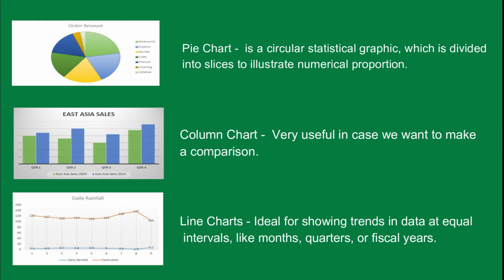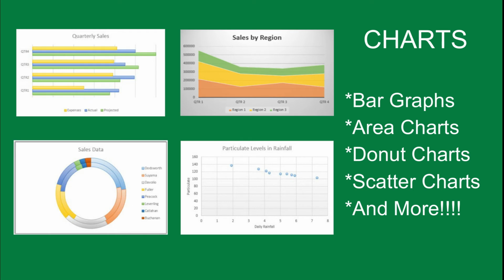The pie chart is a circular statistical graphic which is divided into slices to illustrate a numerical proportion. A column chart is useful when you want to make a comparison. A line chart is ideal for showing trends in your data at equal intervals such as months, quarters, or fiscal years. Other charts are bar graphs, area charts, donut charts, scatter charts, and more. We will explore each of these as we move through the series.